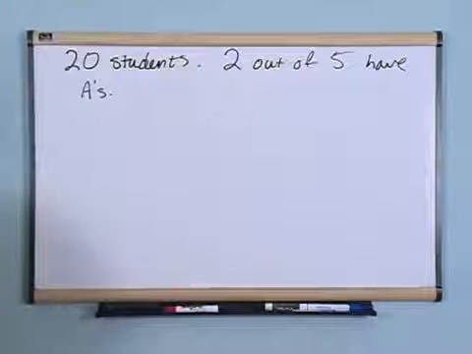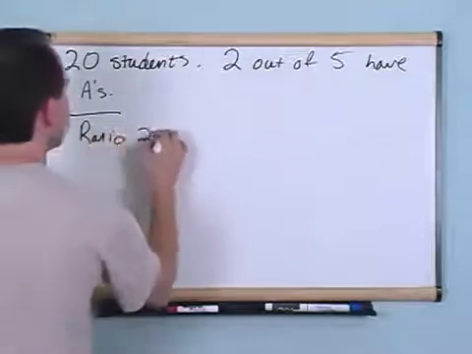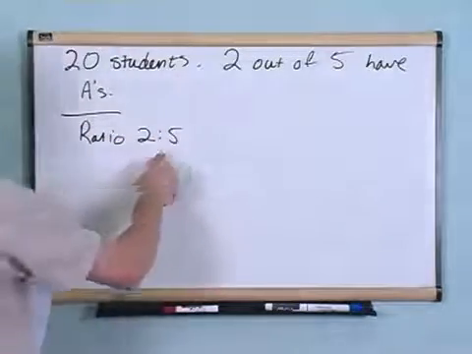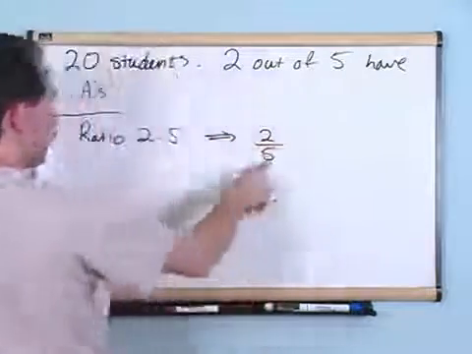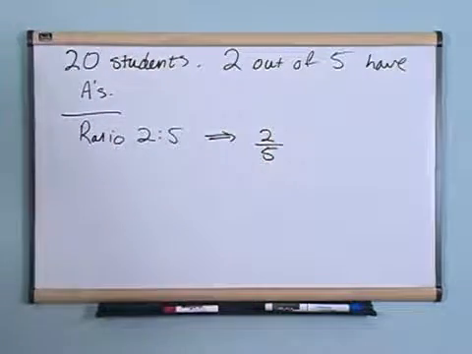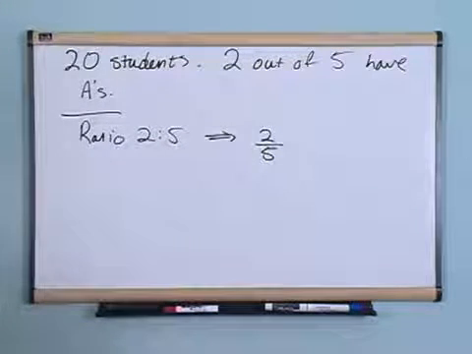Okay? Well, you have a ratio here. 2:5. But really, it's much more useful to write it as 2 over 5. You're almost always going to be dealing with the fraction. Sometimes you'll see them ask you to write it down like this, but this is really the much more useful way to write it down.